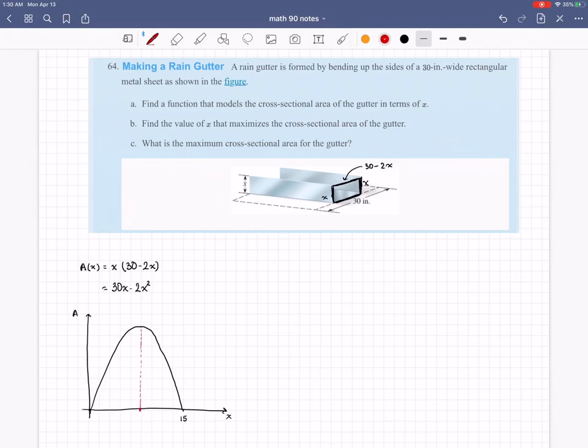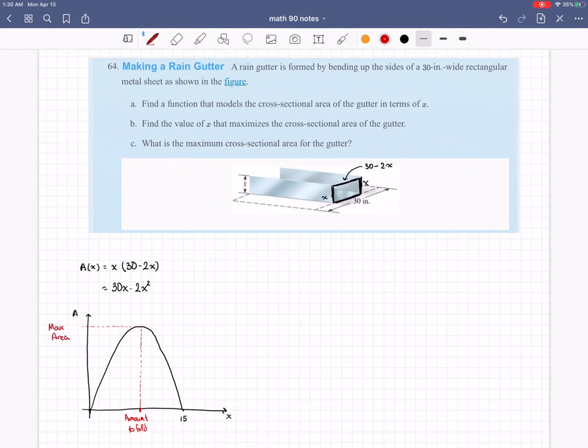Right? So here is the amount to fold, and then here is the maximum cross-sectional area.